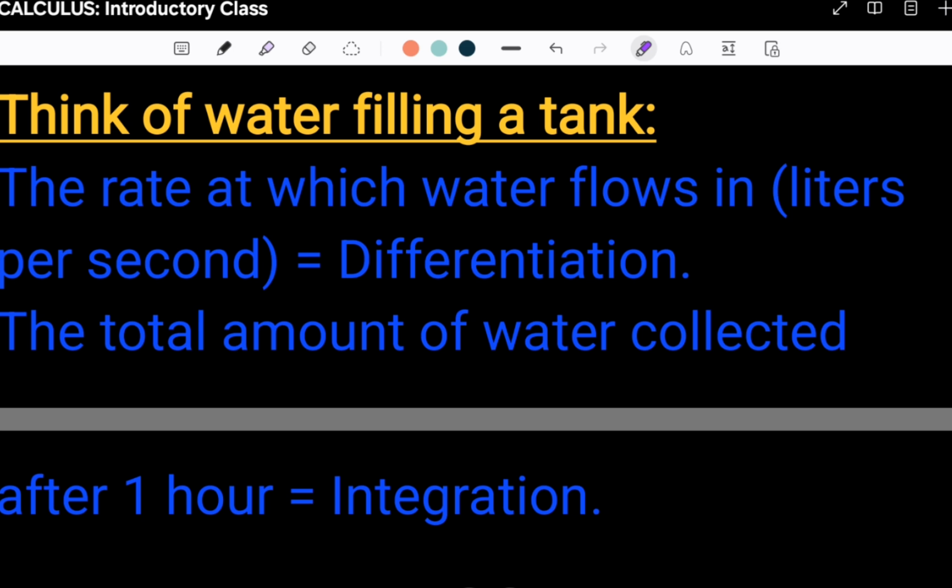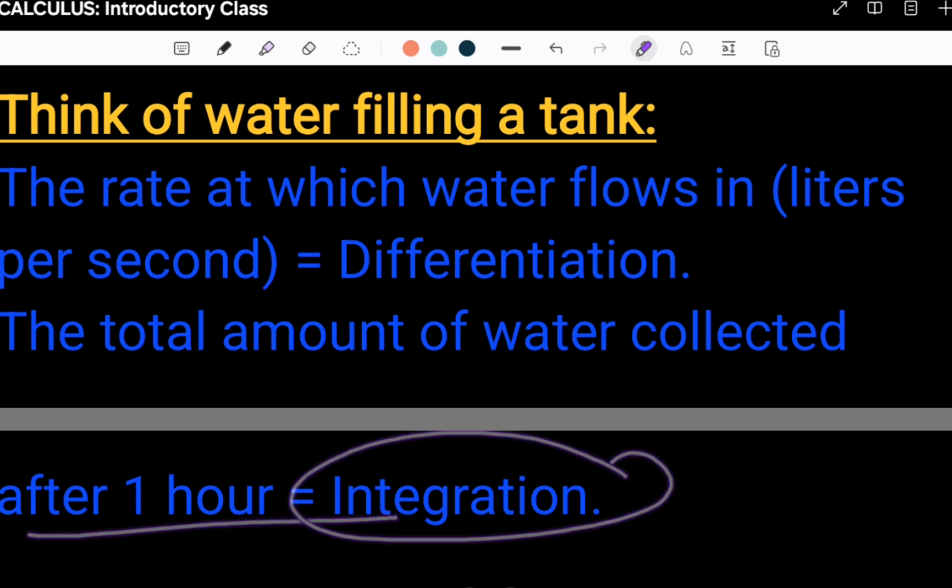For simplicity, I am giving you one more example. Think of water filling a tank. The rate at which the water flows in, in liters per second, is differentiation. The total amount of water collected after 1 hour is integration.